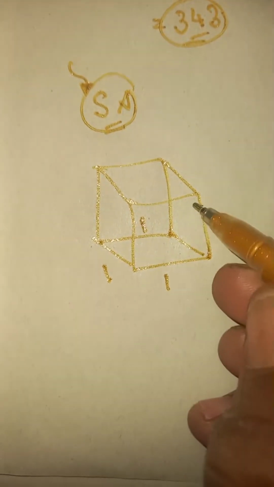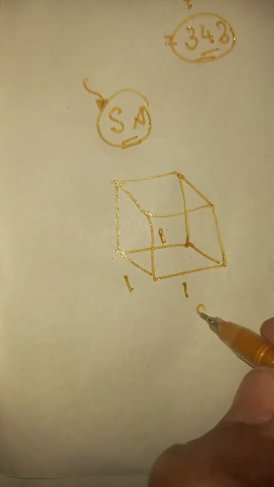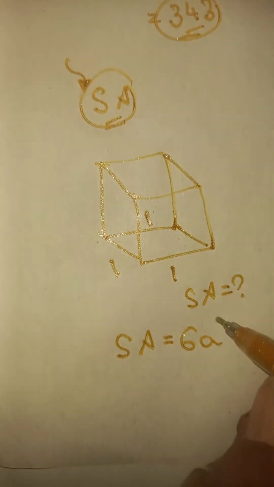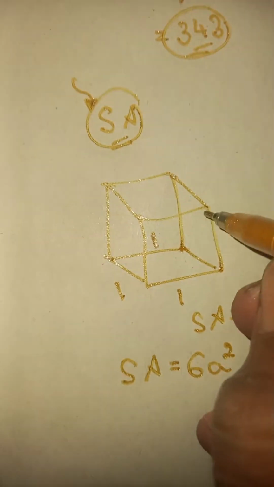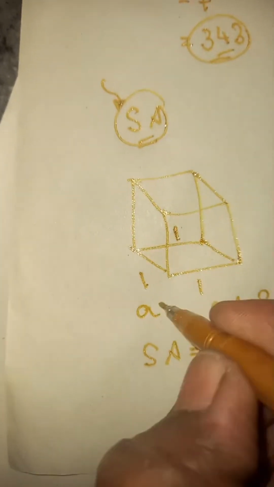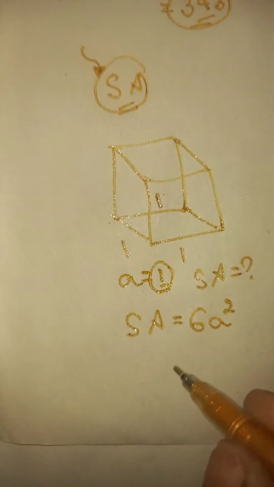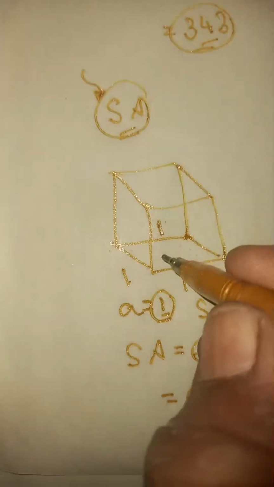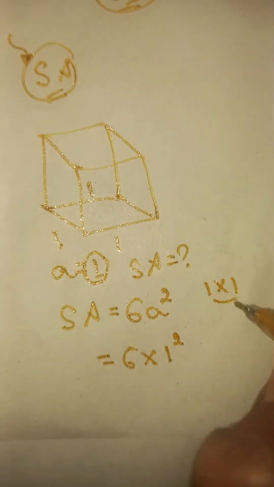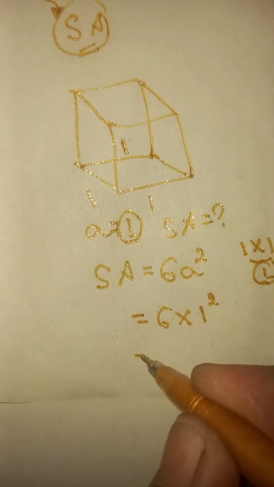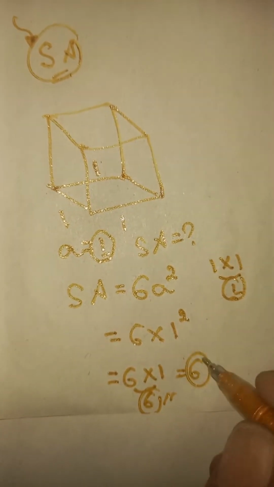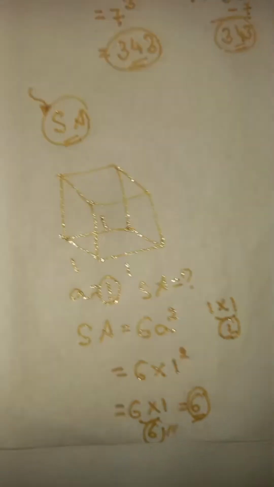A cube has 6 surfaces, so the surface area of the cube can be written as 6 times a square. A square gives the area of one surface, and 6 times that gives the complete surface area. Here the edge length is 1 unit, so it is 6 times 1 square. 1 square is 1 times 1, which remains 1, so it is 6 times 1. 6 times 1 is 6, so 6 square units is the surface area of this cube.